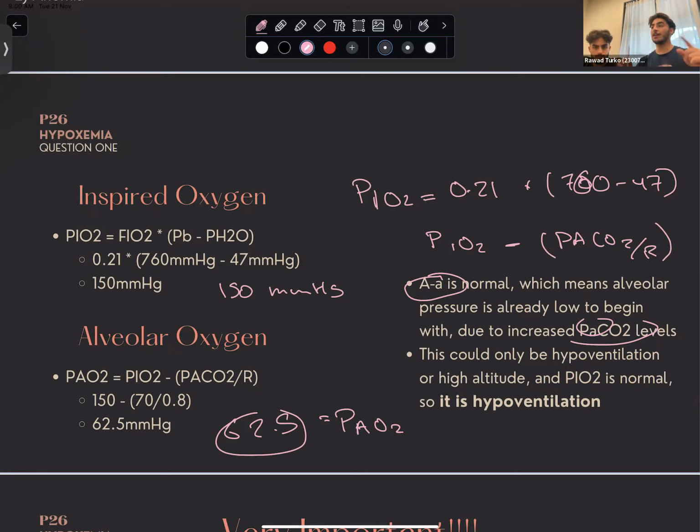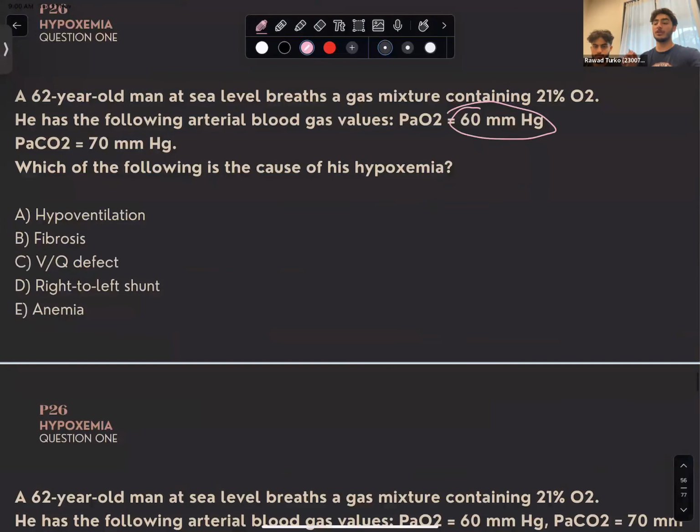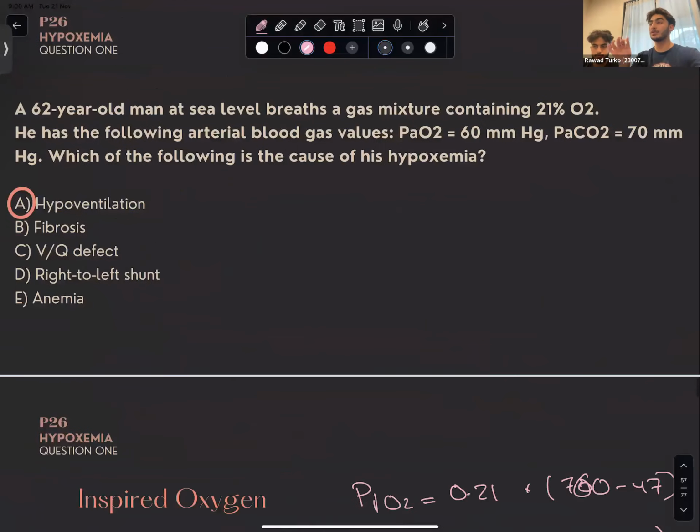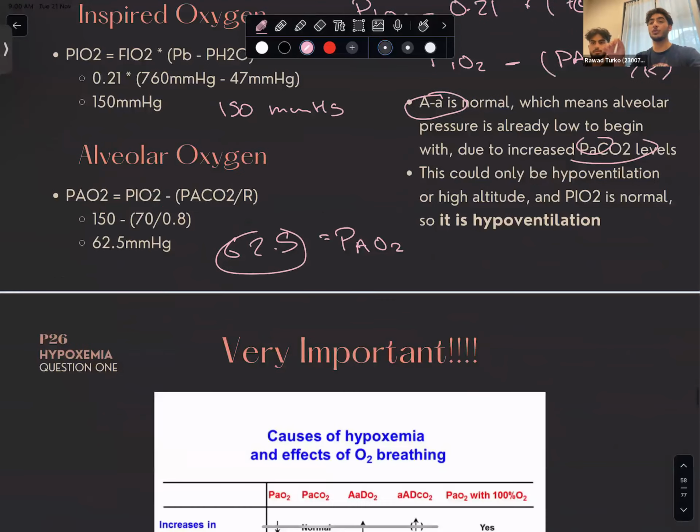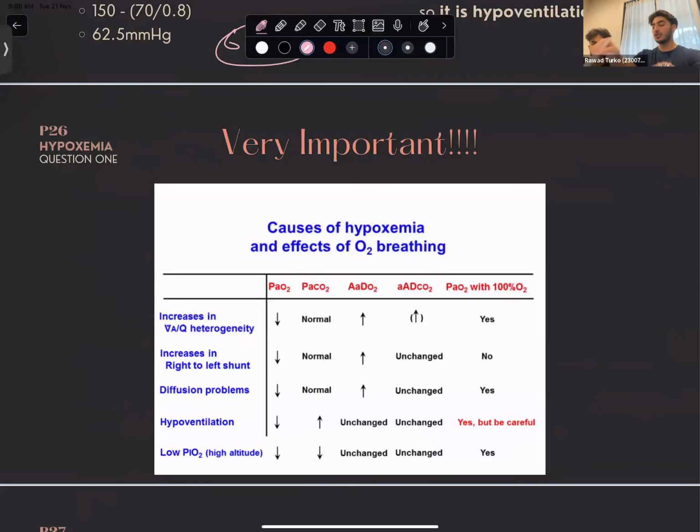Okay. Now, again, as one of you mentioned, yes, the CO2 is a major indicator for hypoventilation. But the fact that they gave you the values means they want you to solve for it, and it's very important to sometimes solve for these things because you want to apply that knowledge onto this table.